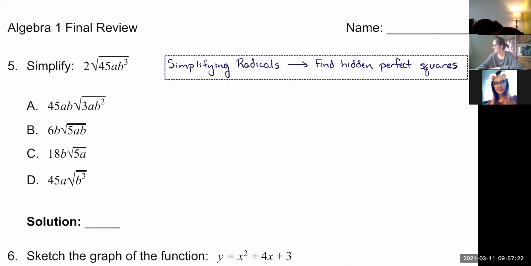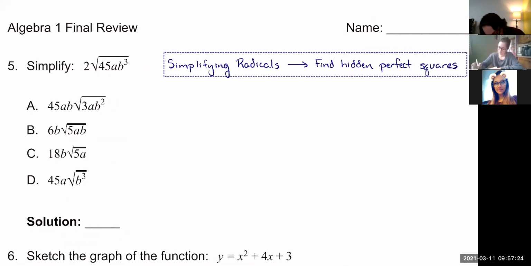Find hidden perfect squares, because we like perfect squares inside square roots since you can take the square root of them very cleanly. But as we encountered yesterday, you don't always get perfect squares in there. So you've got to break down what you've got, looking for any perfect squares that may be hiding. So for this one, I'm going to jot it down again.